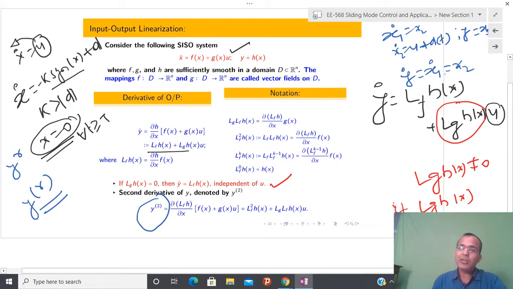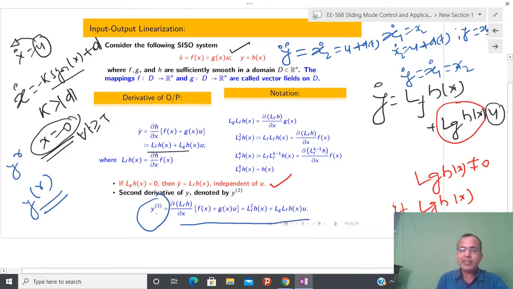So now how to make sure that control explicitly appears in the output? For that, I have to calculate the next derivative. In this particular simple example, you can see that I am going to calculate y double dot, and that is nothing but x2 dot, and then I can tell that u comes into the picture. So similar kinds of things are written in a complicated way.